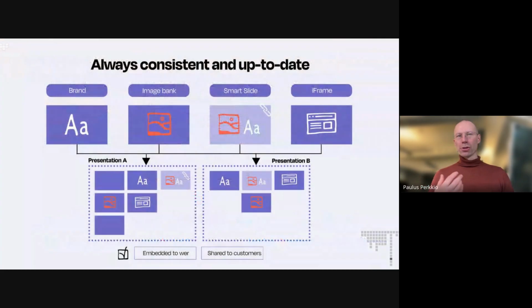Our solution is also done in a way that it's very easy to keep everything up to date. There are brand settings. If you update the font style, it will automatically update every presentation. If you change any image from the image bank, it will update every slide where that image has been used. If you have a smart slide, it's centralized content where one slide can be, for example, about your business numbers: how many people you have, what kind of result you made last quarter, etc. And when you update that slide in one place, it will update every presentation.